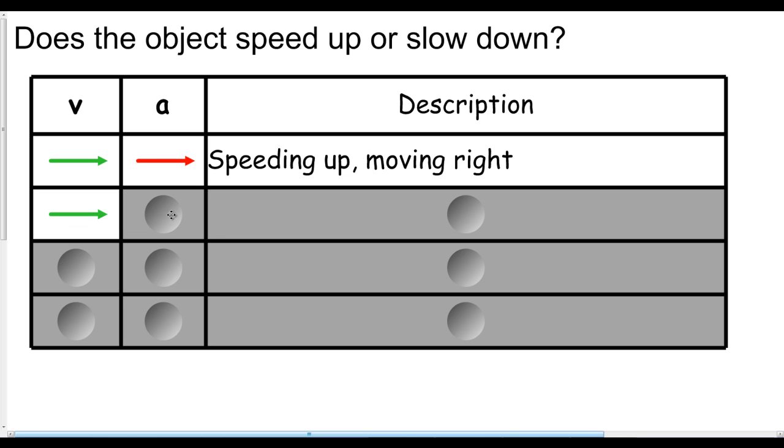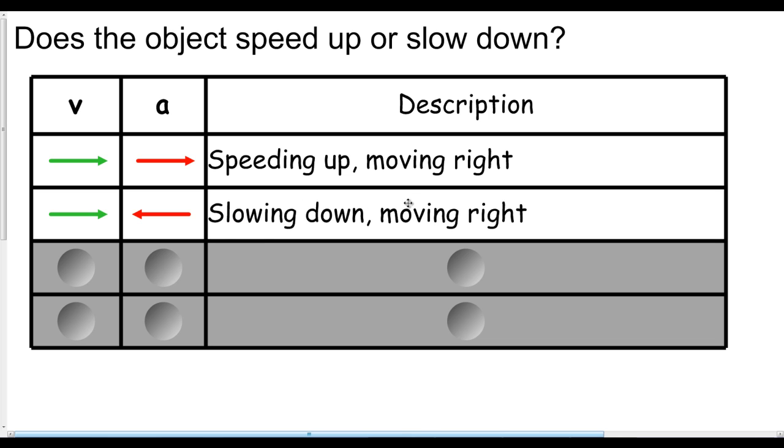Now let's look at another scenario where the velocity is still to the right, which means the object is still going to move to the right. But now the acceleration is to the left. And in this case, because the acceleration is to the left, the object is going to be slowing down. They're pushing against each other. But the object is still moving to the right because of my velocity vector.